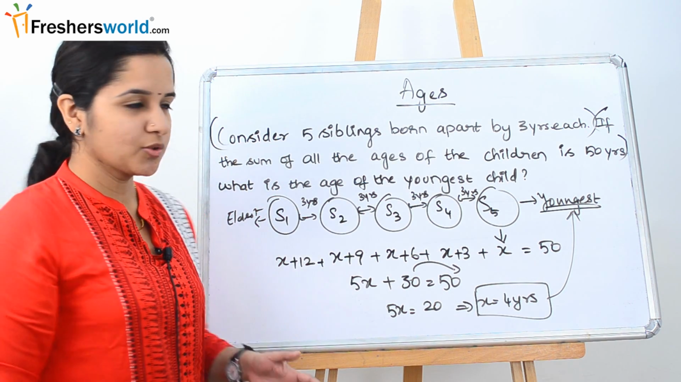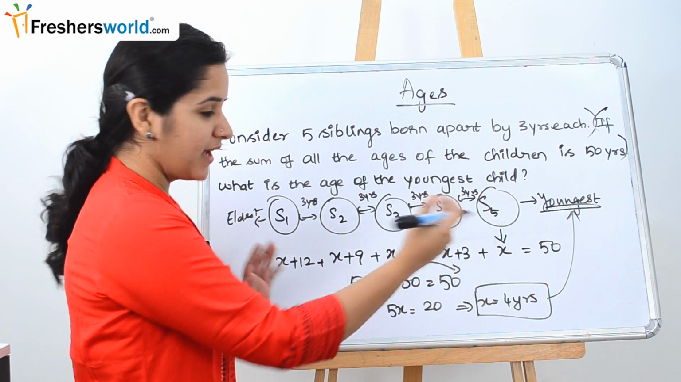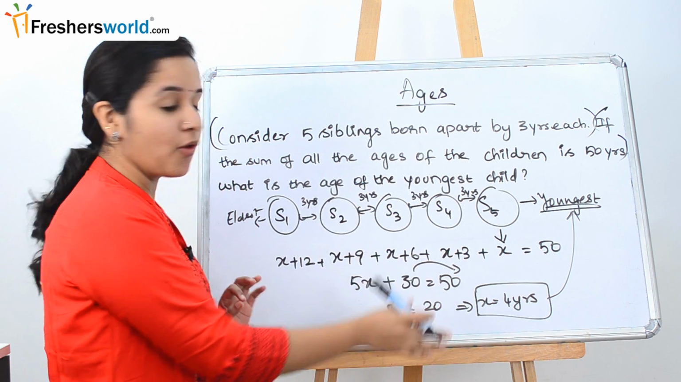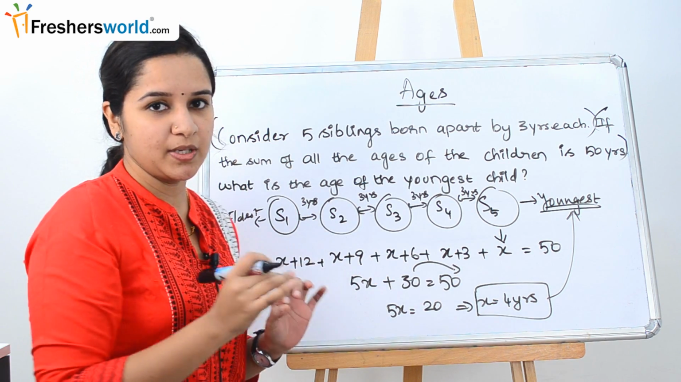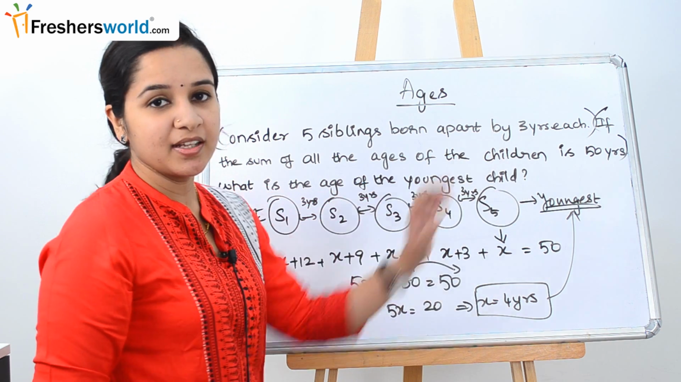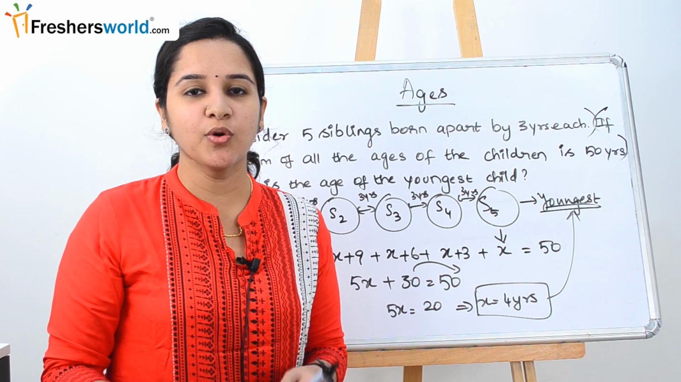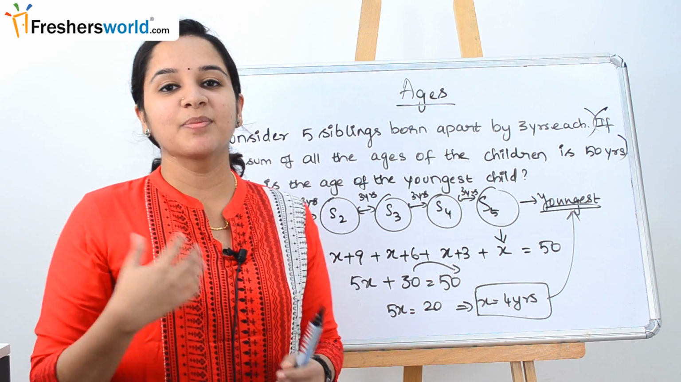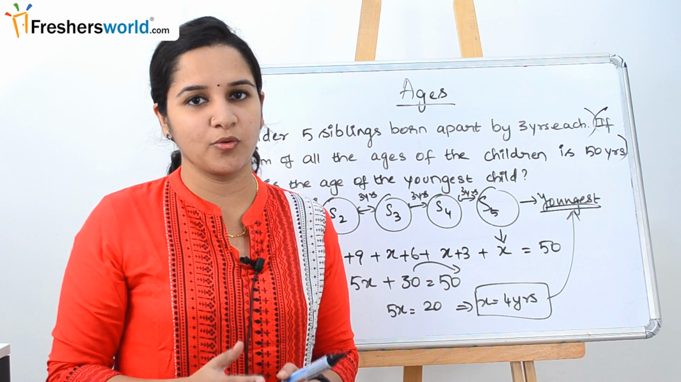So what did we do in this question? First we split it, then we wrote the 5 siblings and found the age difference between them. The second part of the question told us the addition of all these ages is 50. So we equated it to 50 and found the unknown variable X. X is the youngest child's age, so we know the youngest child's age is 4 years. In this video, we discussed 2 different sums to understand the concept better. In the upcoming videos, we will be solving much tougher problems on ages to understand this concept overall better.